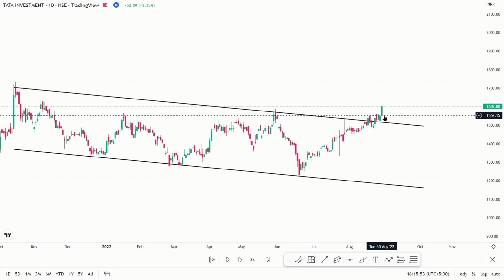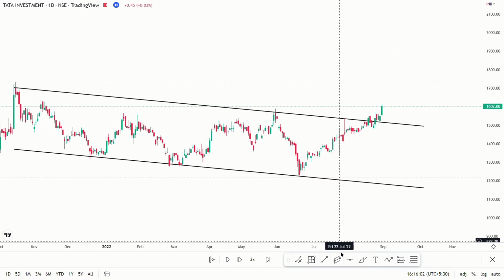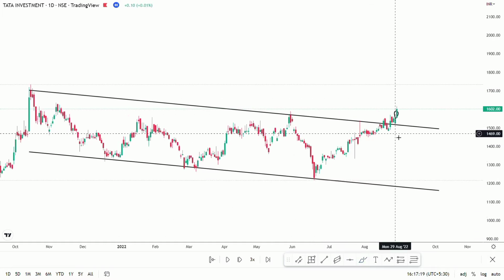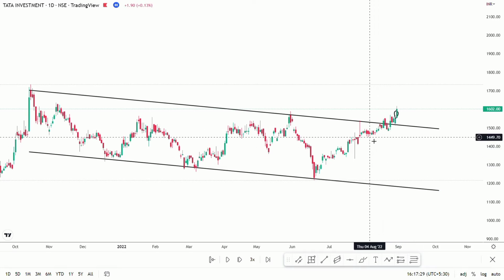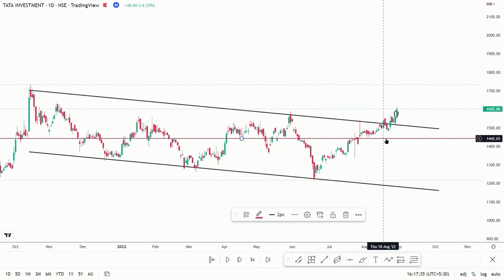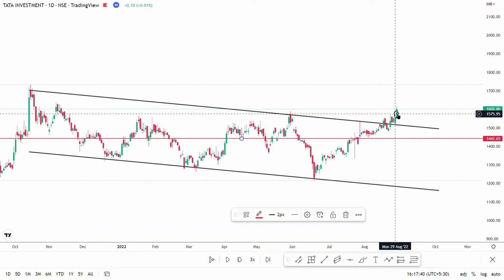At this point, on 30 August 2022, this channel has been broken. So we are going to enter at this point. I am marking it up. At this particular candle that I have marked, we are going to enter, and our stop loss is very simple, around here. I am also marking this. This red line is our stop loss and we have entered here.